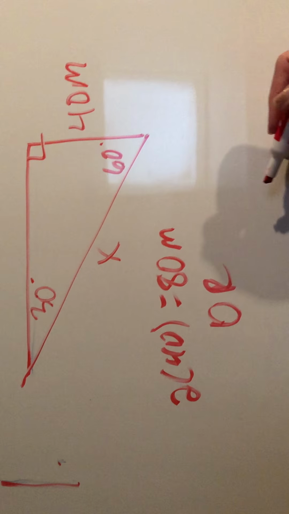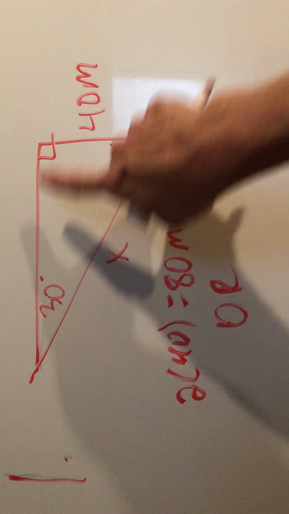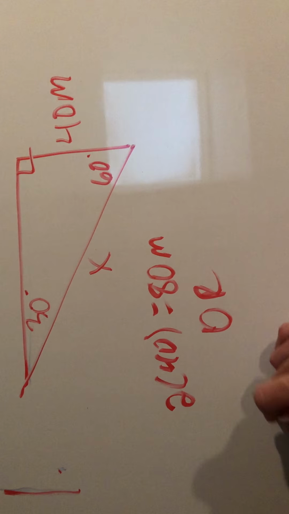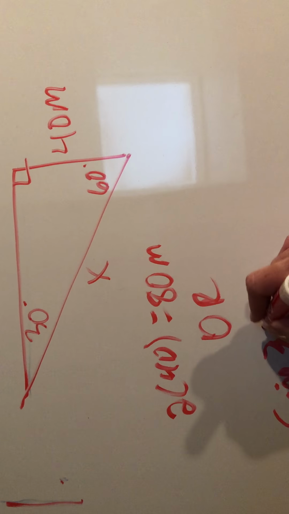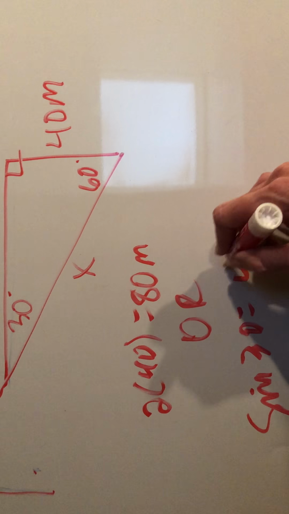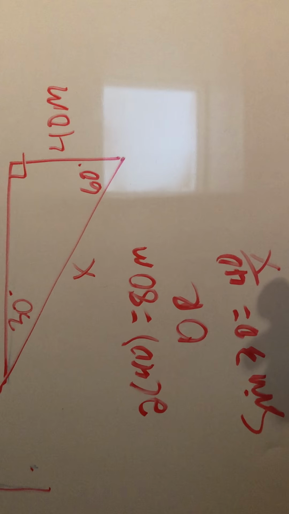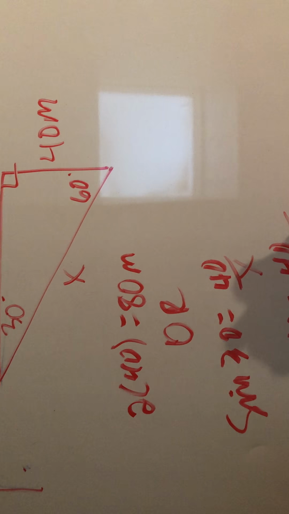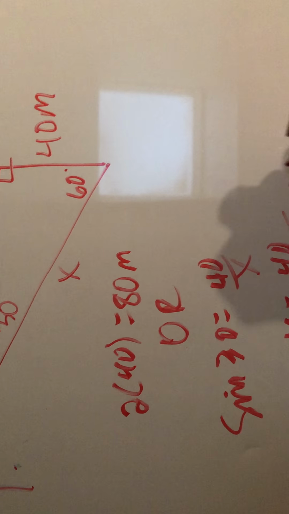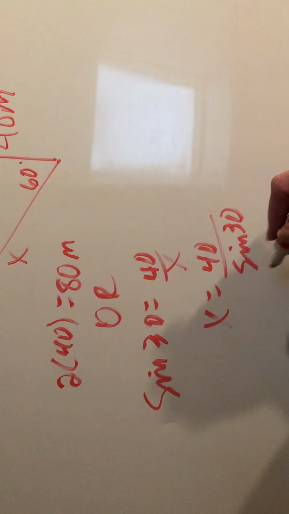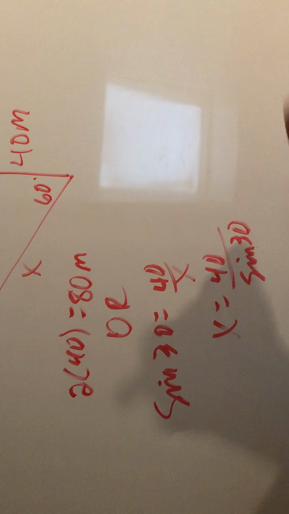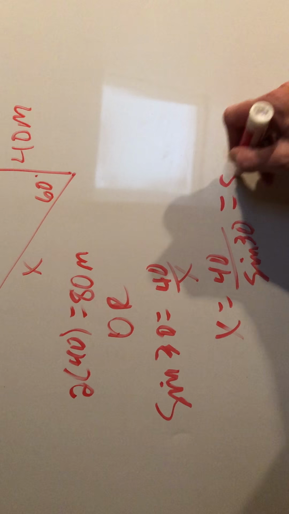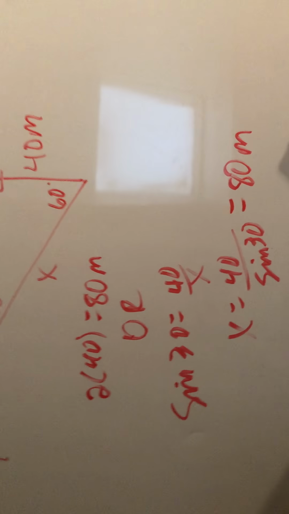Or you could see that from 30, you've got opposite over hypotenuse, which is sine. So sine of 30 is opposite 40 over hypotenuse x, and x would be 40 divided by sine 30. So you can do that either way. When you put that in your calculator, you put it just like that, 40 divided by sine 30. Either way you do it, you get 80.